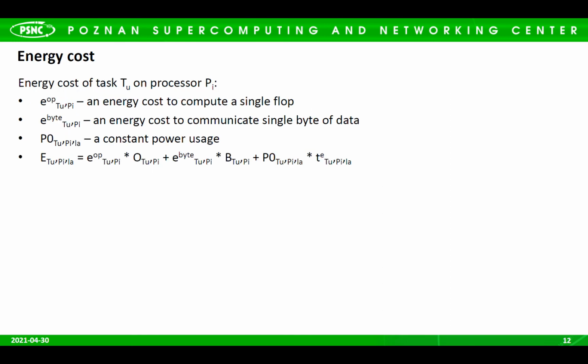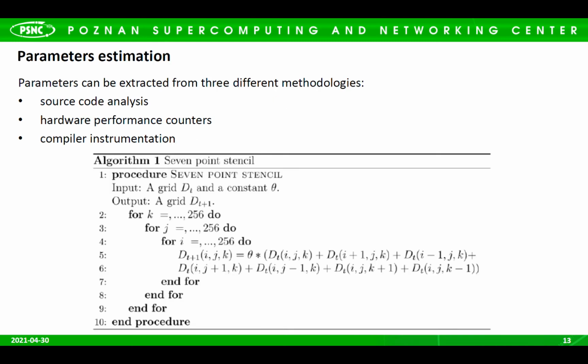And for the energy cost, in order to calculate it, we have to estimate another three parameters: the energy cost to compute a single flop, the energy cost to communicate a single byte of data, and the constant power usage. So we can use this equation, and the parameters can be extracted using three different methodologies: source code analysis, hardware performance counters, and compiler instrumentation. The main idea was to present a flexible solution to users with different needs and possibilities.